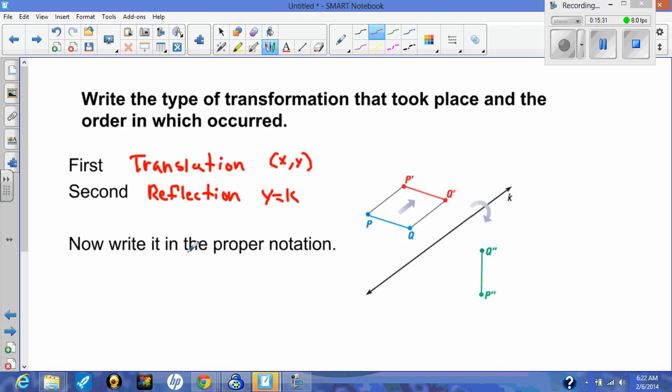Okay, so proper notation will go like this. Remember, we work backwards. So the second thing we did is what we start with, and we said this is going to be a reflection across the y is equal to k line, and it's a composition, so we put our composition symbol, and then we did a translation, and that's the capital T of, we'll just go simply x, y.